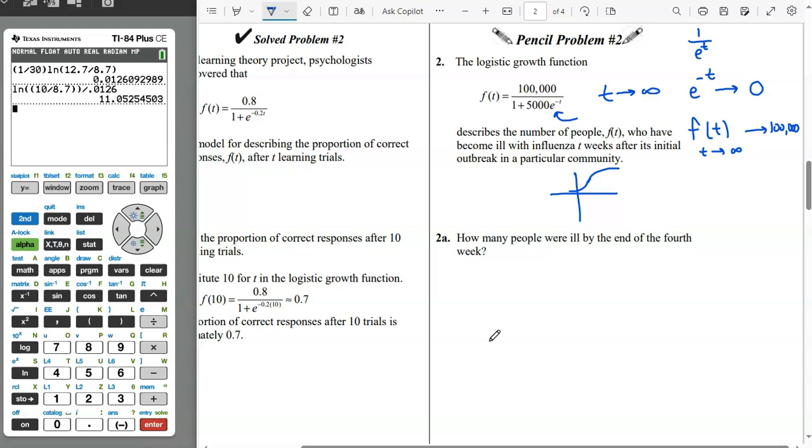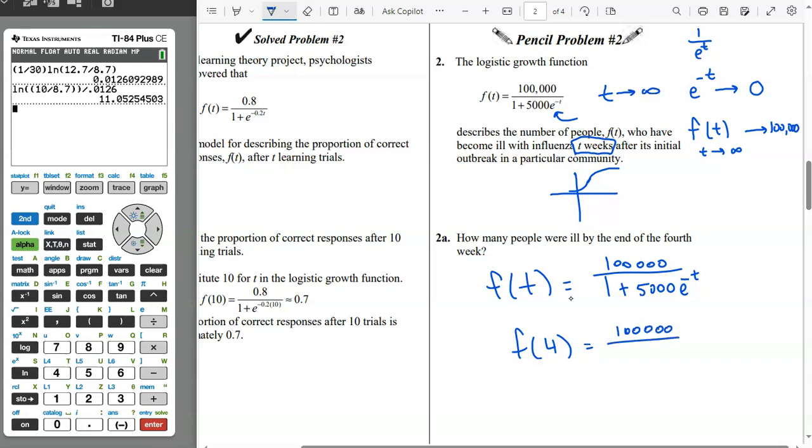So let's see, how many people were ill by the end of the 4th week? This function is f of t equals 100,000 divided by 1 plus 5,000 e to the negative t. And what is the meaning of t? It's t weeks after the initial outbreak. So by the end of the 4th week, we should plug in t equals 4, finding f of 4. It's going to be 100k on top, 1 plus 5,000 times e to the negative 4. And so we'll just have to get that in the calculator.